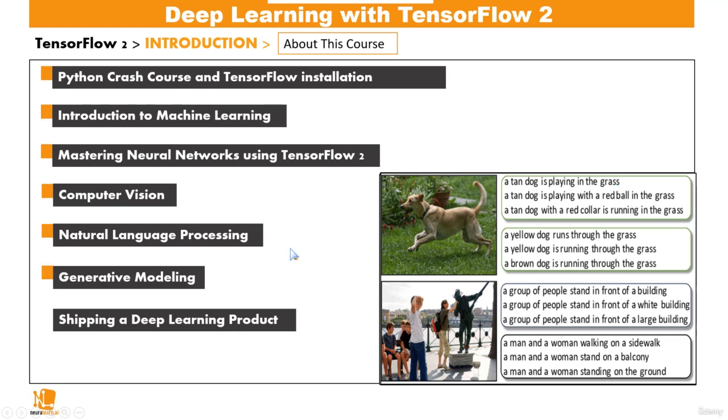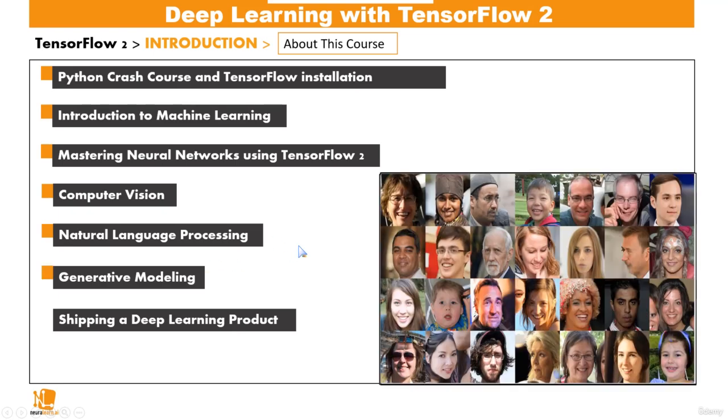From this we move to generative modeling. Here again we are going to go in depth in understanding the generative adversarial neural networks, which are popularly known for their application in data generation. As we could see here, all these images are fake, as these people don't actually exist. Finally, we shall ship a deep learning product which can be used anywhere in the world.